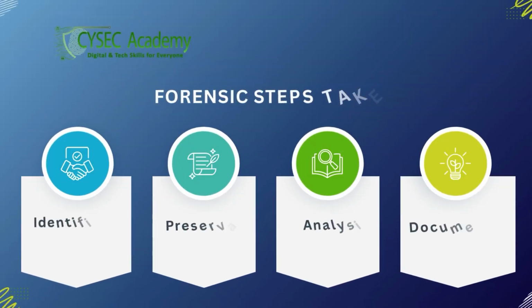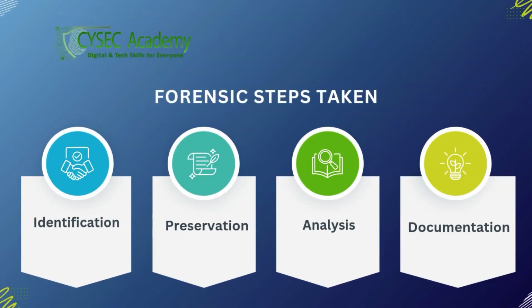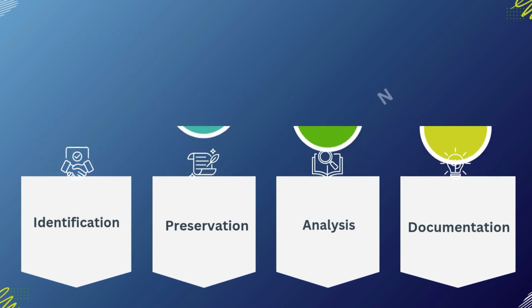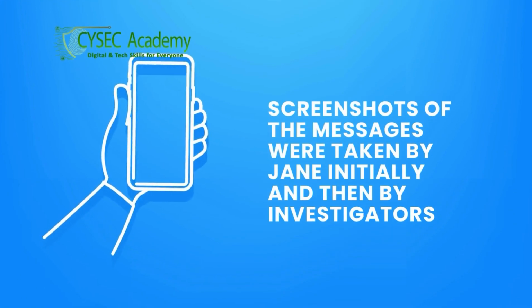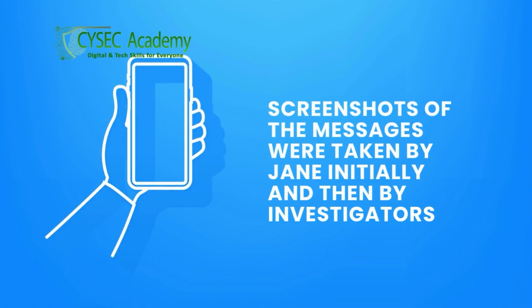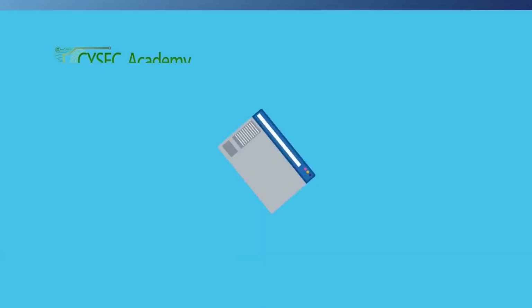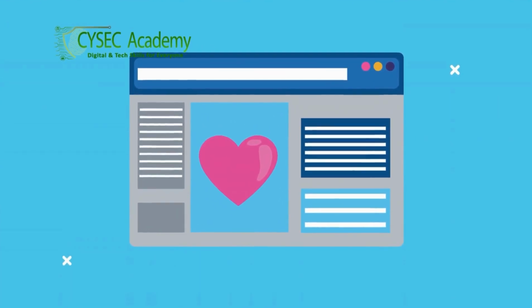Forensic steps and evidence. 1. Identification. Jane's phone, email content, and social media messages were identified as primary evidence sources. 2. Preservation. Jane's phone was carefully imaged, or relevant data, messages, images, app data, was extracted using mobile forensic tools. Screenshots of the messages were taken by Jane initially and then by investigators. Emails were preserved with full headers.